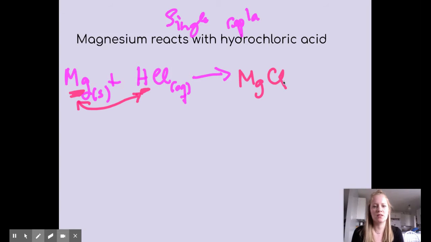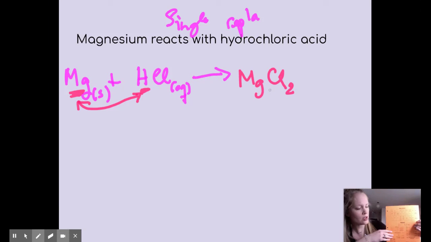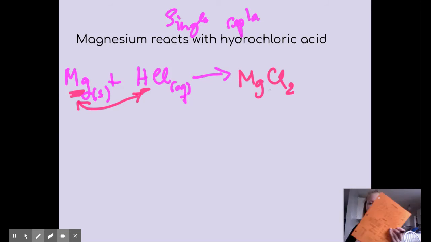Now, just like the last example, my numbers here in this compound depend strictly on the charges that are present. So magnesium is 2 positive, chlorine is 1 negative, so I need a 2 here. Okay. In regards to state, solubility chart, chlorine, magnesium, has solubility. This should be aqueous.